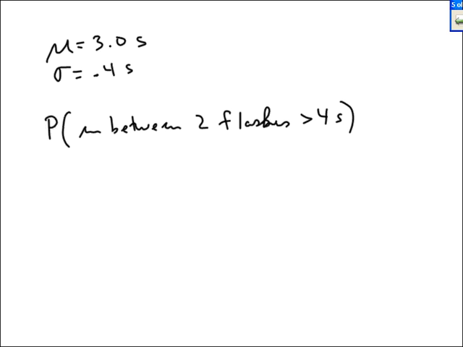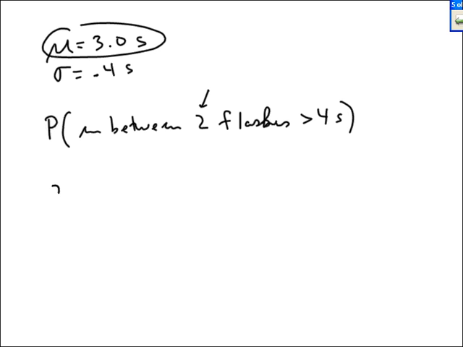So in between 2 flashes is only 1 period of time. So n is not 2. Don't get caught up on that. You have a flash, you have another flash. What's the time in between? What's the probability it's more than 4 seconds? So there was only 1 period of time in between the flashes, and that's what those 3 seconds mean. The average length in between 2 flashes is 3 seconds.